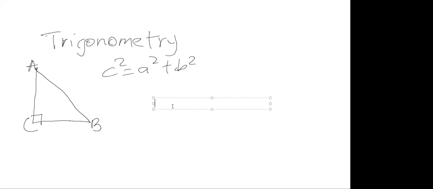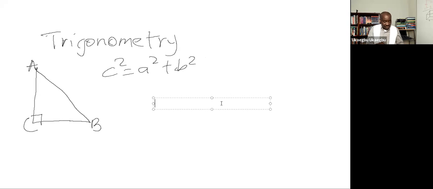Then it will give you the option. It will create a text box where you can type anything you want. Let me just say, hello everyone. So you can type anything you want. You can erase, for example, if I want to erase, just click the erase button, and then you erase whatever you don't want anymore. Okay, so that's the whiteboard.